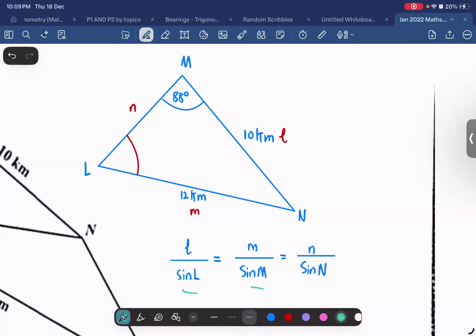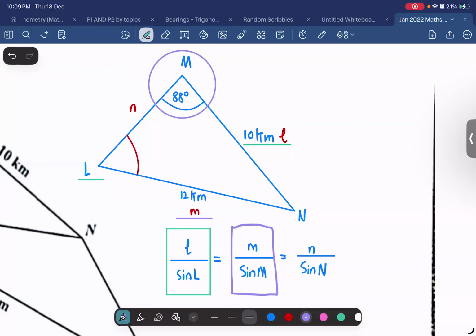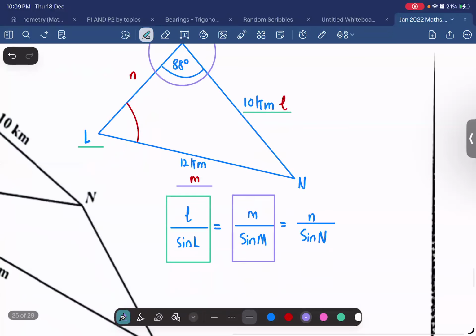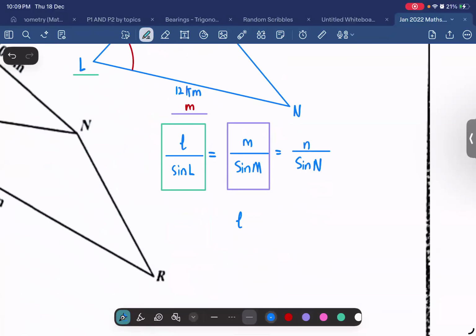So which one do we need to select out of the 3? L over sine L. We're going to select that one. Underline this, highlight that, whatever you want to do. And then we need a pair of information. What pair do we have? M over sine M. Great. So our formula now becomes L over sine L equals M over sine M.